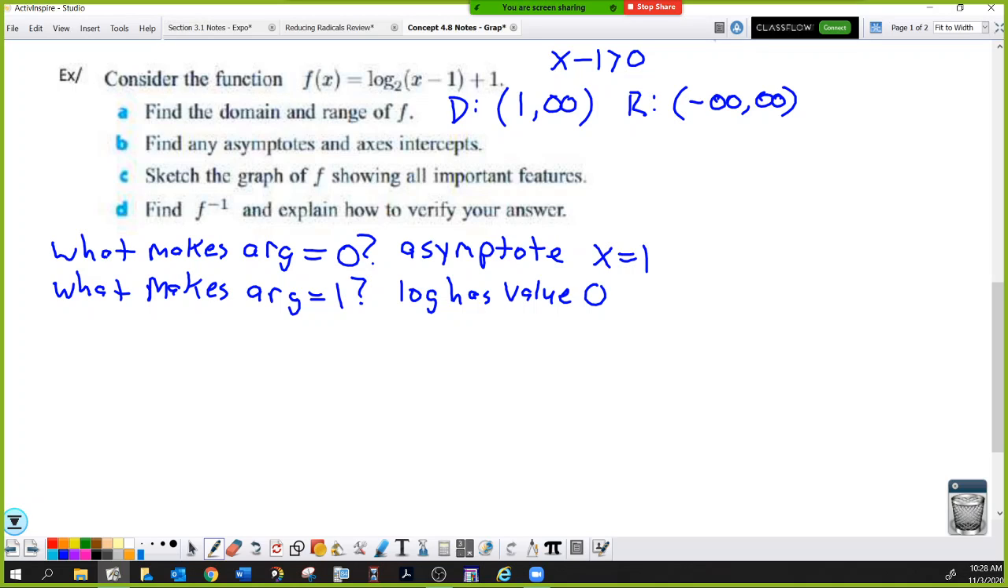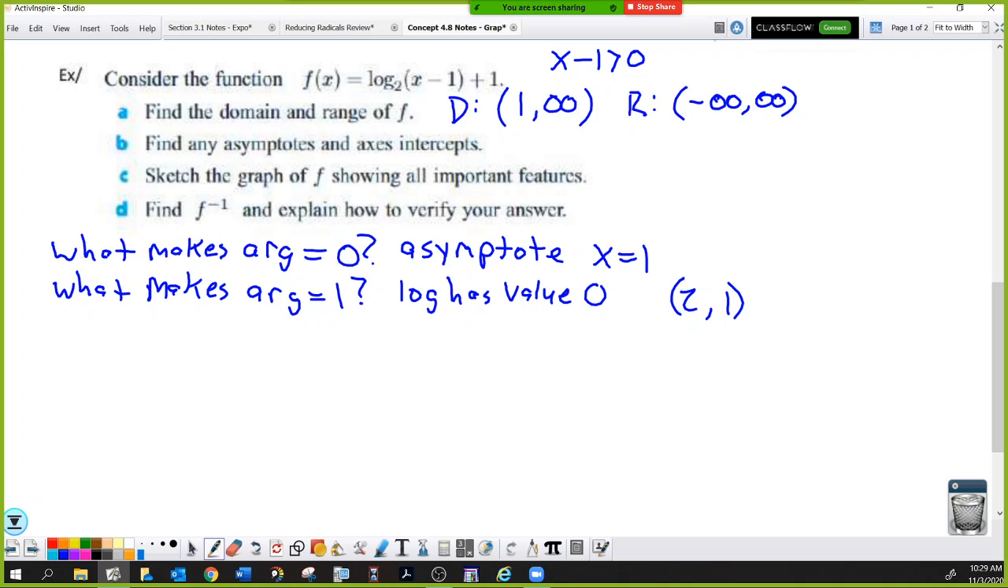Meaning, did you get to add 1 or 2 or something afterwards? But we're going to evaluate. So for us, what makes our argument equal 1? 2. So that happens at x equals 2. And if you plug 2 in, you get a log that has a value of 0 and then plus 1. Because log base 2 of 1 is automatically 0. So what that says, if the argument equals 1, f of x would be 0 plus 1, which is just 1. So we have a point at (2, 1).